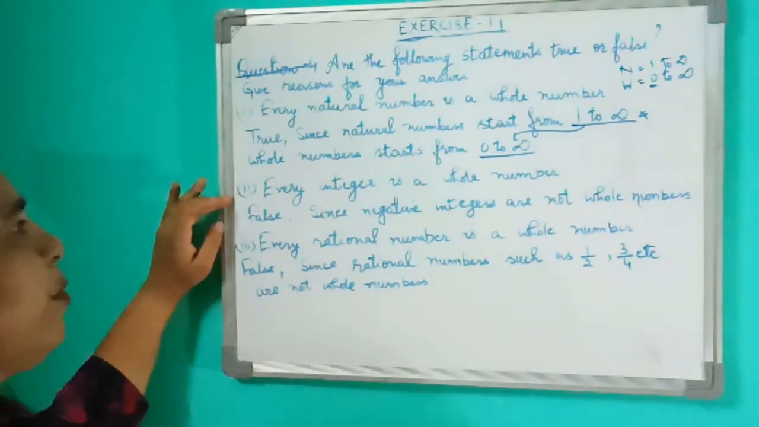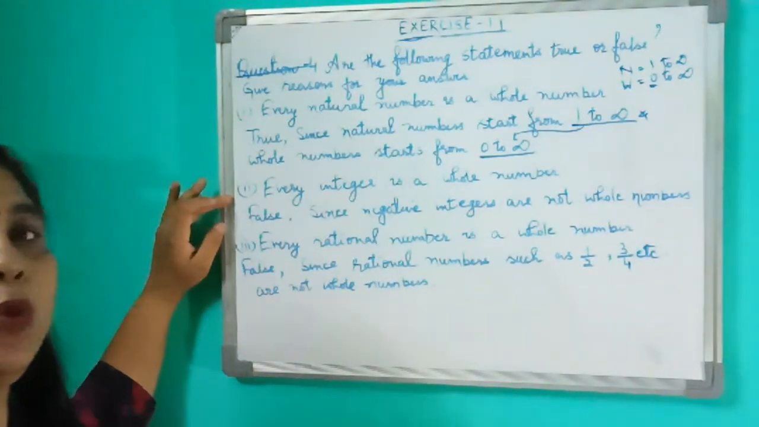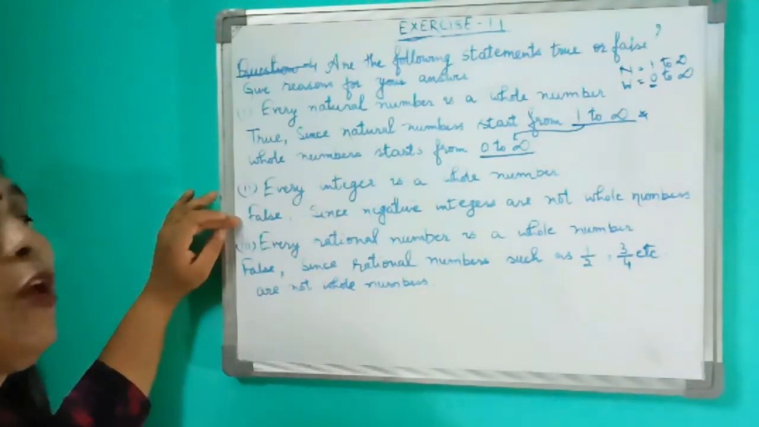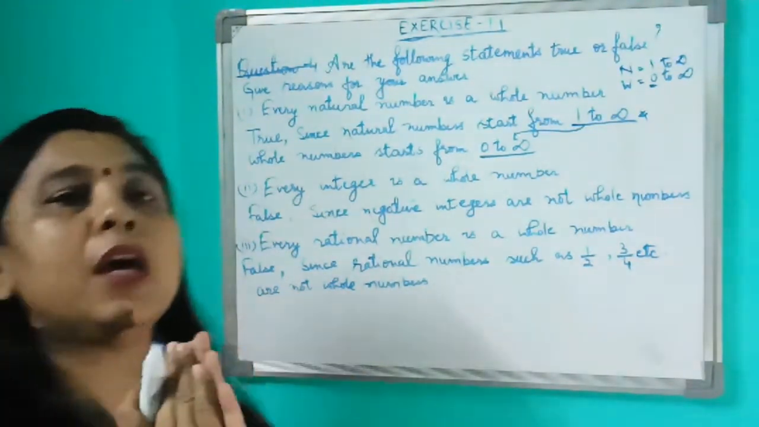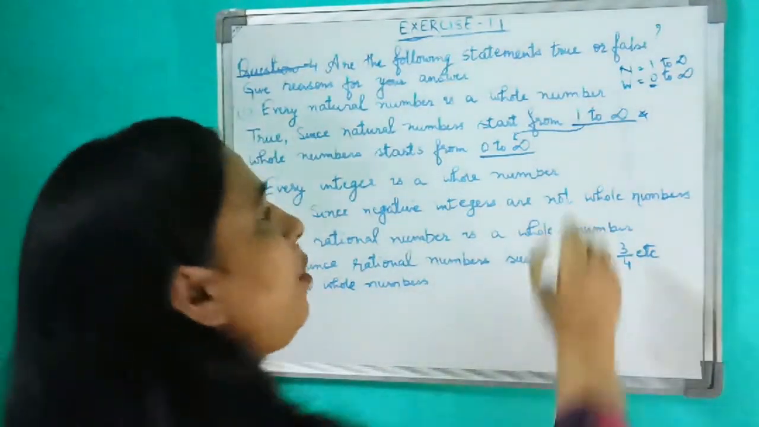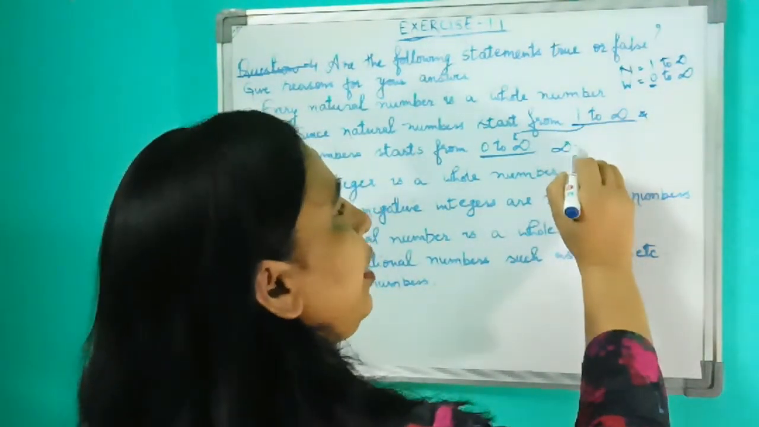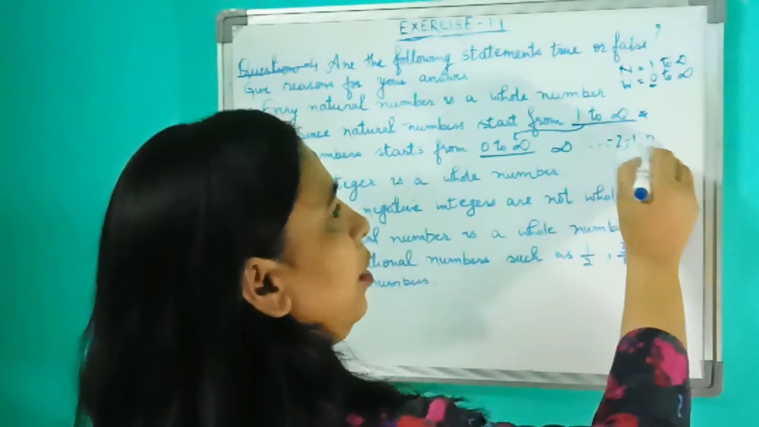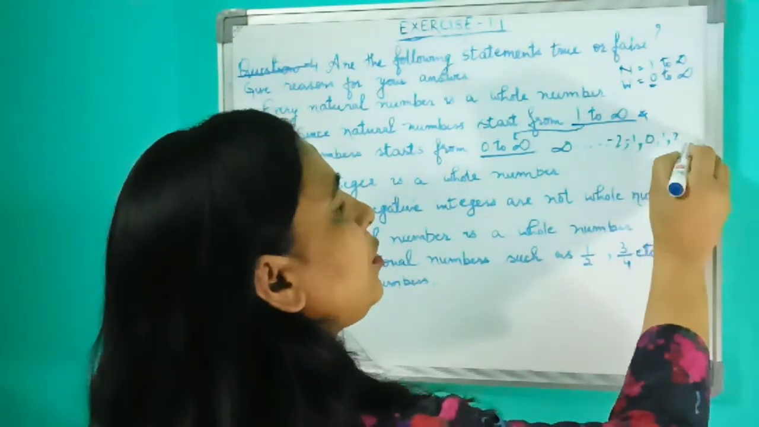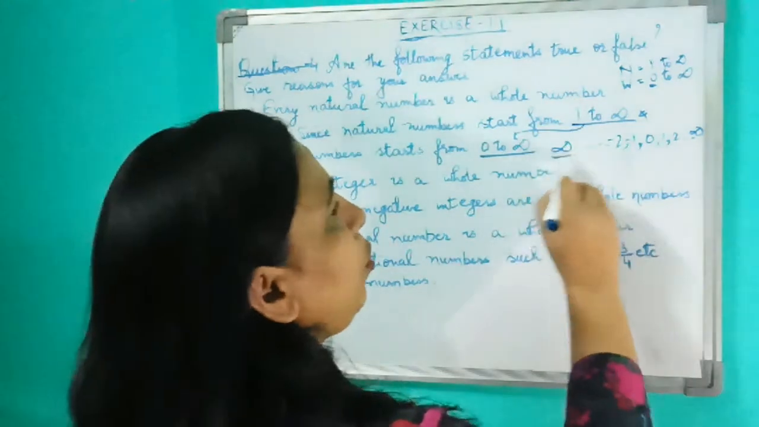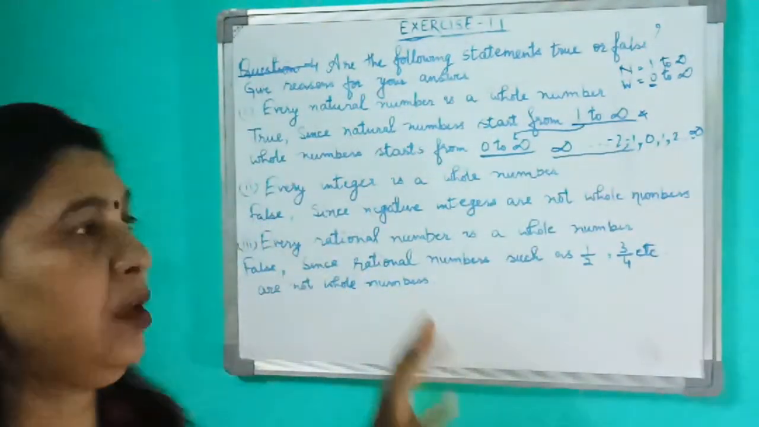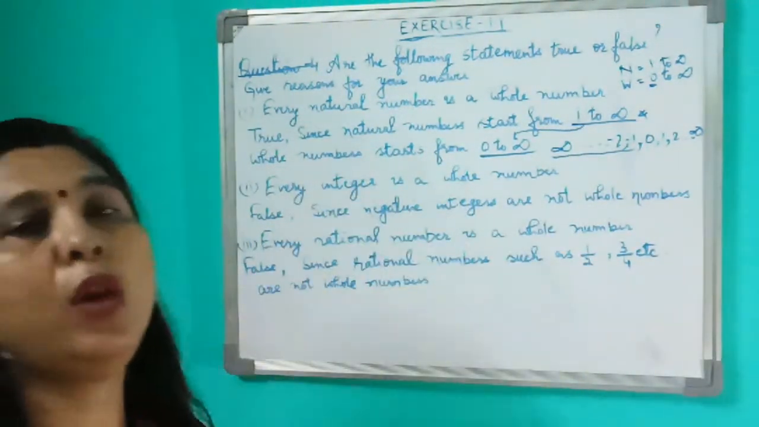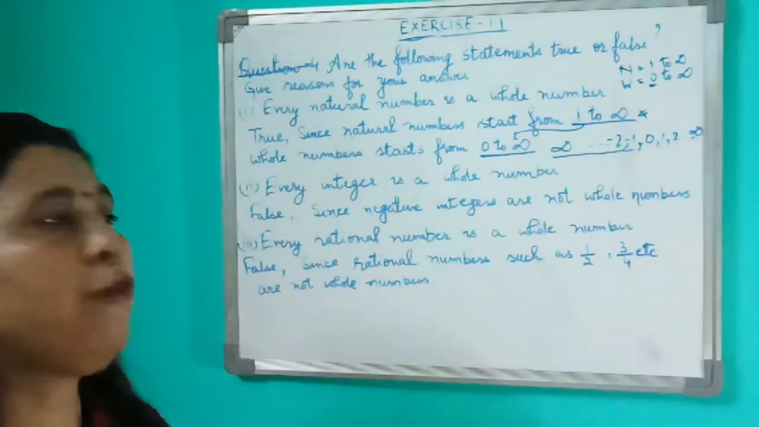Now the second statement is every integer is a whole number. So this one is false. Why? Because integers are the numbers from negative infinity, negative numbers, and all positive to infinity. So those numbers which are negative, they are not whole numbers. So this statement is false.